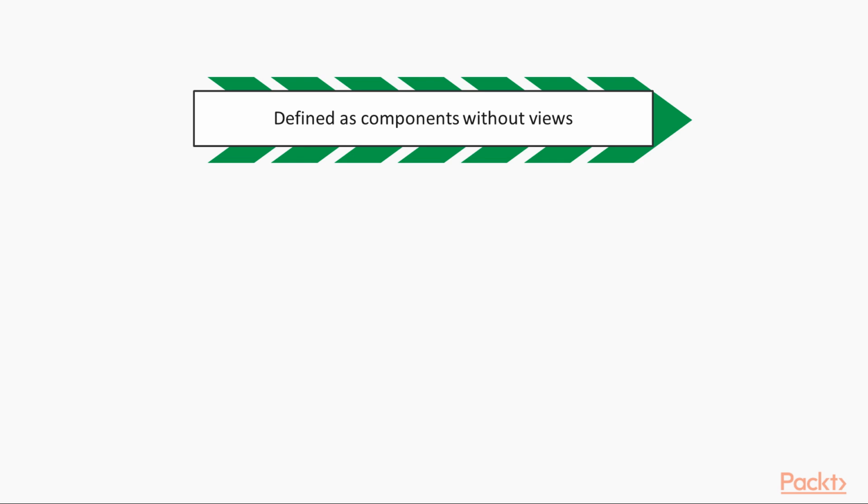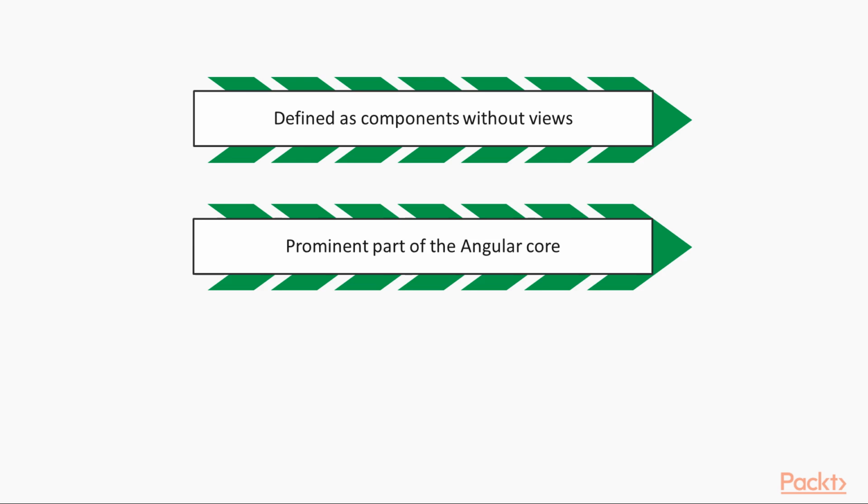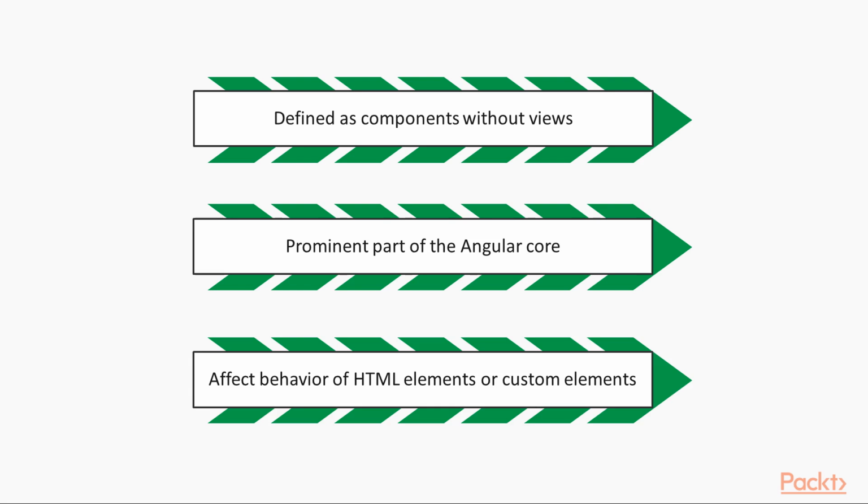Angular defines directives as components without views. In fact, a component is a directive with an associated template view. This distinction is used because directives are a prominent part of the Angular core, and each needs the other to exist. Directives can basically affect the way HTML elements or custom elements behave and display their content. Let's take a closer look at the framework's core directives, and then you'll learn how to build your own directives later on in this section.